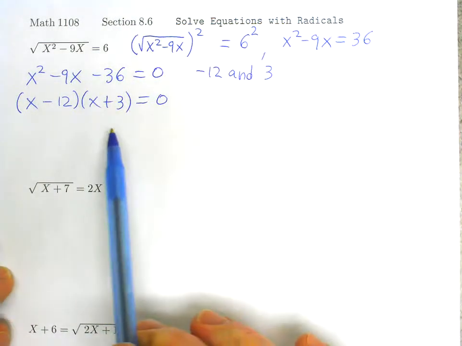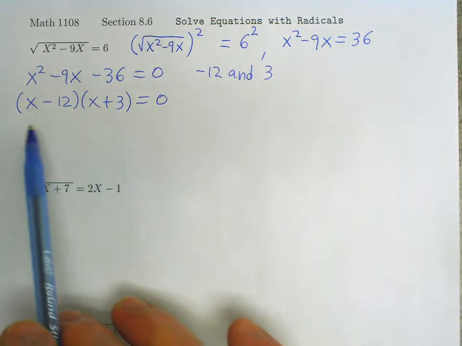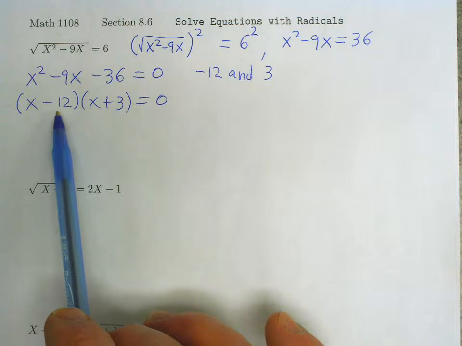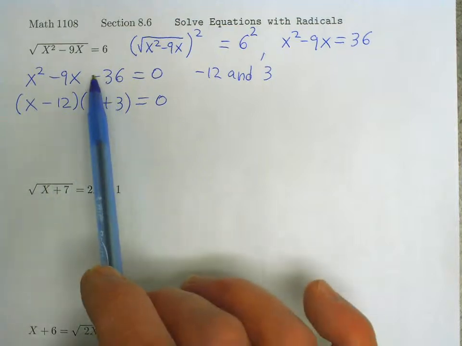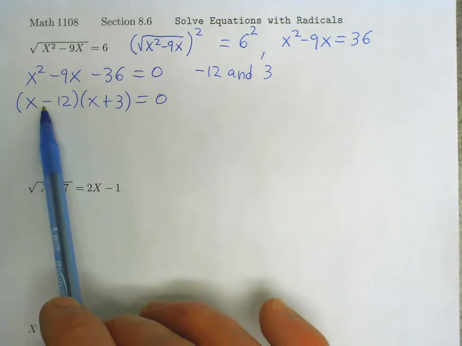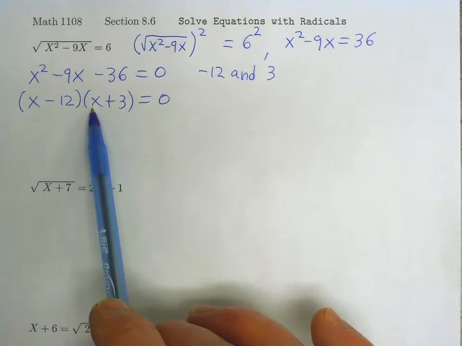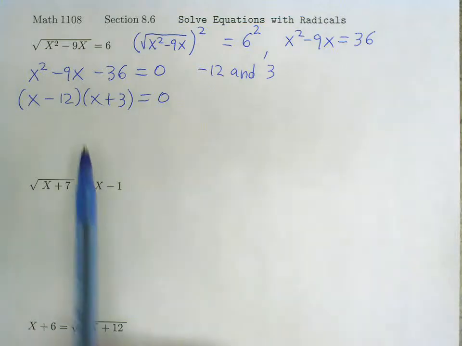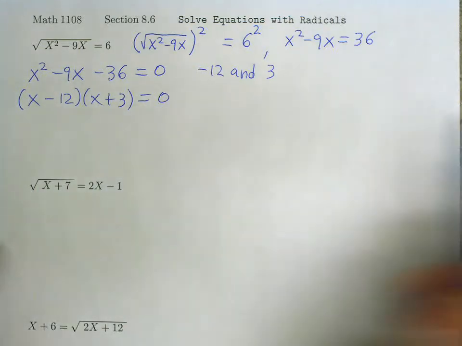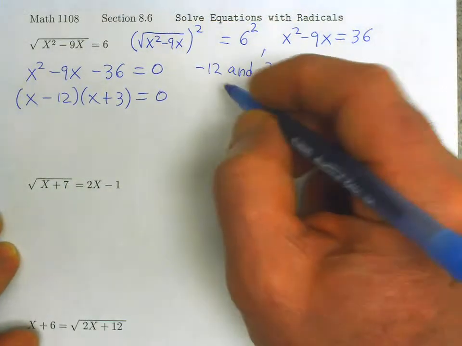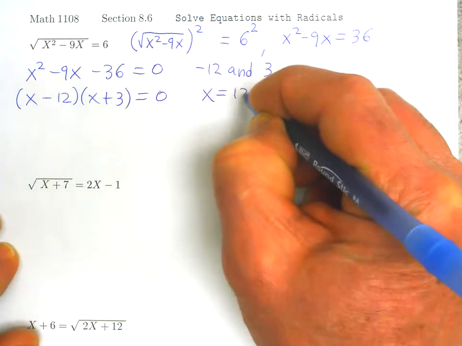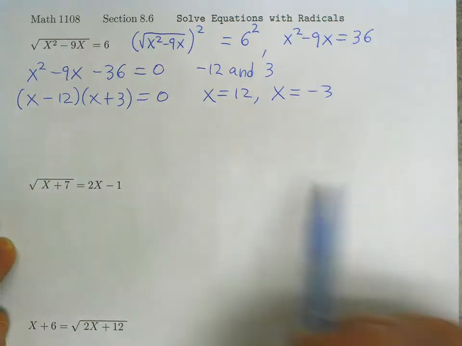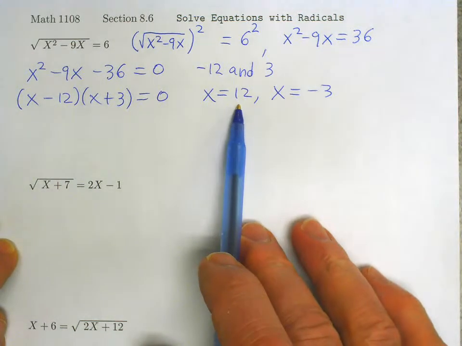And if you're ever in doubt about your factoring, you can always multiply the factors. But we can tell by looking, negative 12 times 3 is negative 36. And then negative 12 times x is negative 12x plus 3 times x is a total of minus 9x. So we did the factoring correctly. This equation has two solutions. One is positive 12 and the other one is negative 3. Okay, so we'll check both of those.